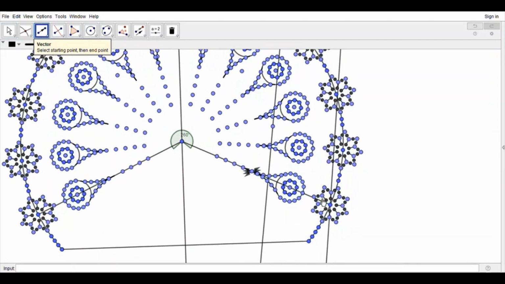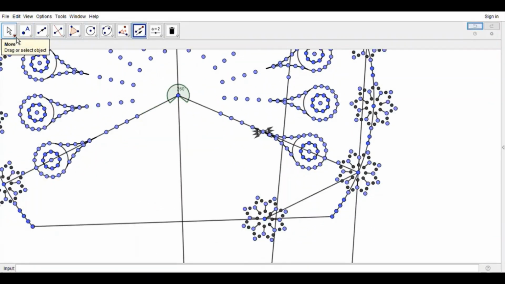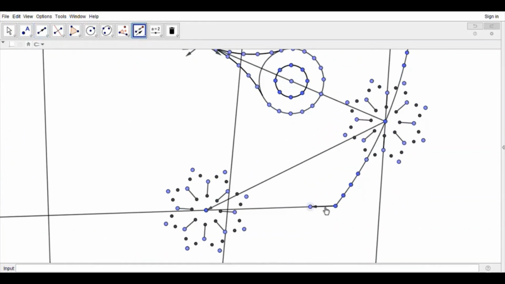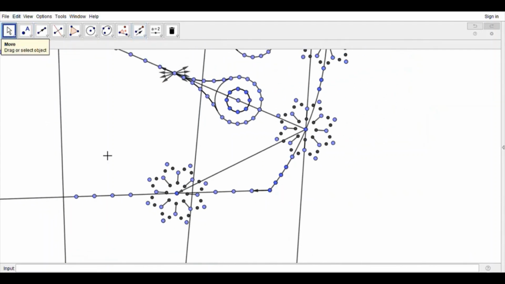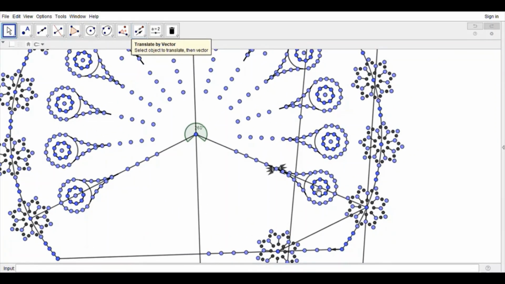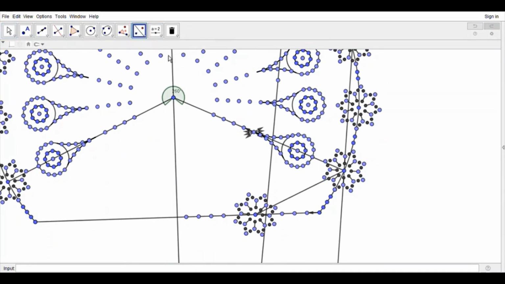Now we will draw a vector like so. Then translate the star by this vector and draw another vector and translate this point by that vector. And also make sure that you skip the star. Now reflect all of this about this line.